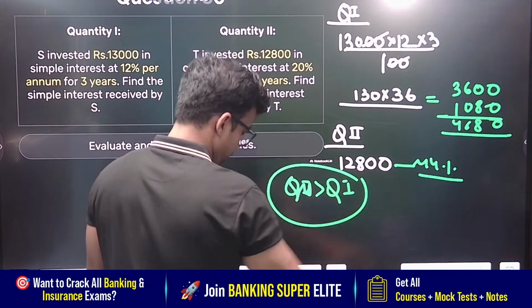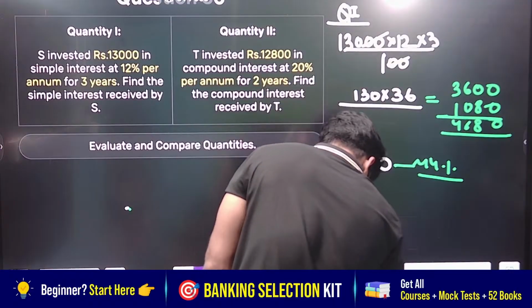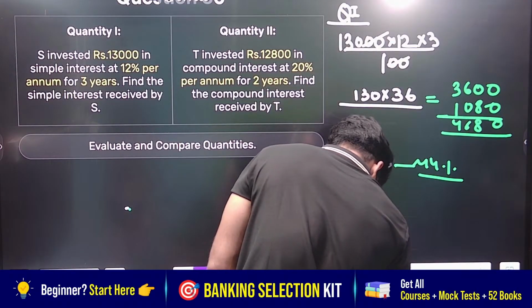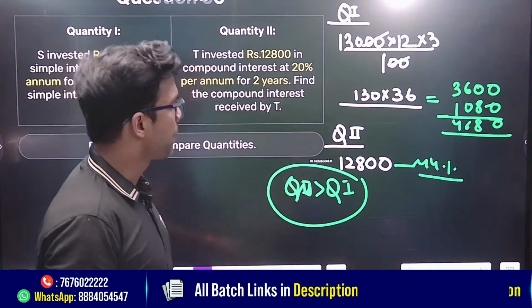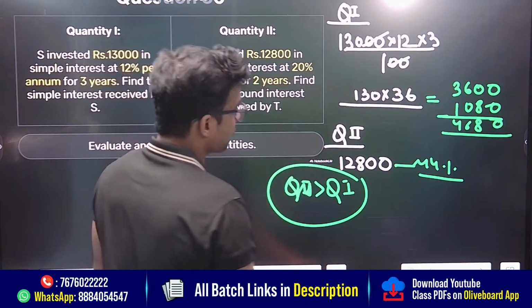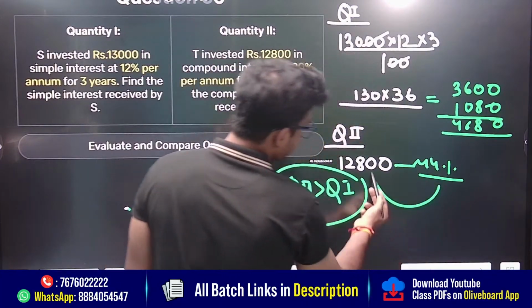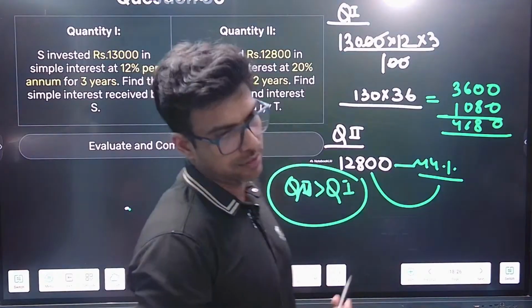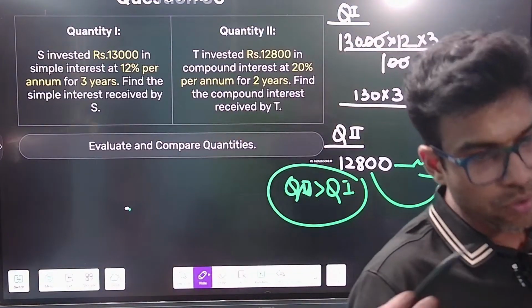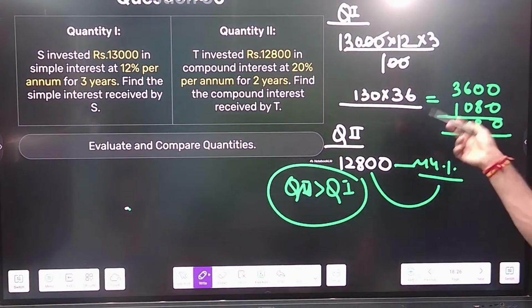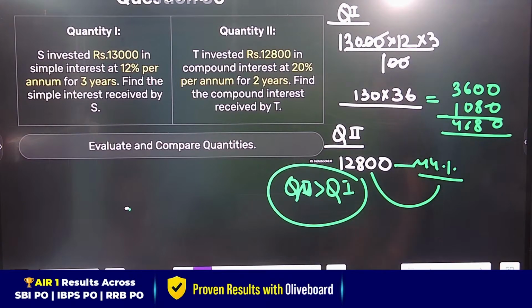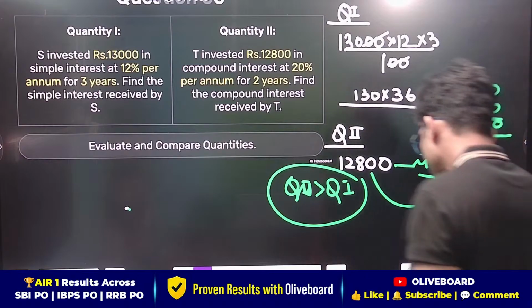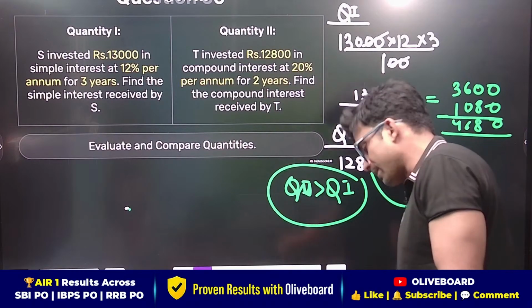Why would I solve? Understood? So don't solve, work smartly. If you go for 50% of this, that would also give you 6,400, which is also greater than this value. Correct? So don't calculate. I hope this is clear. This is a quantity comparison, and this again will be asked in the exam.